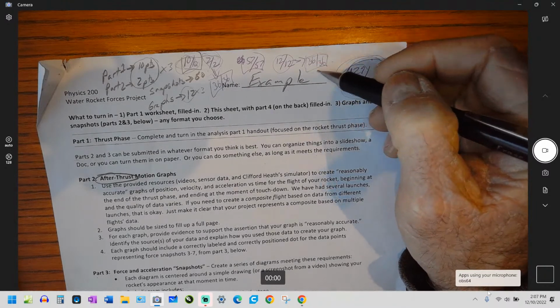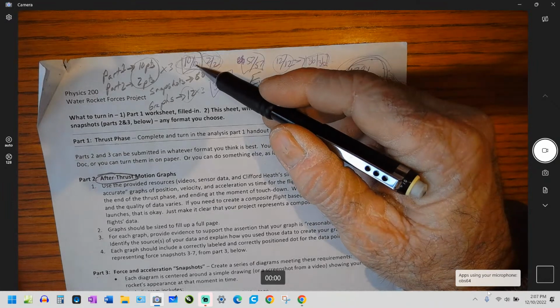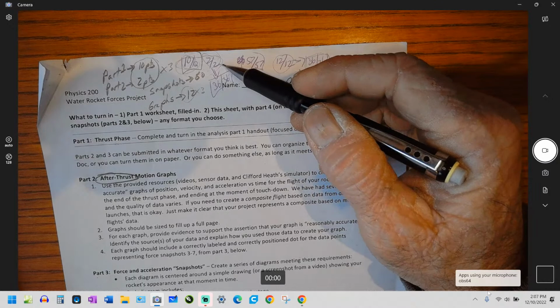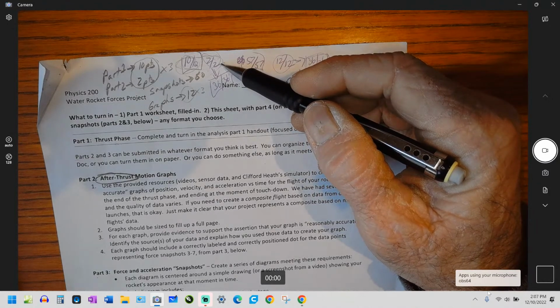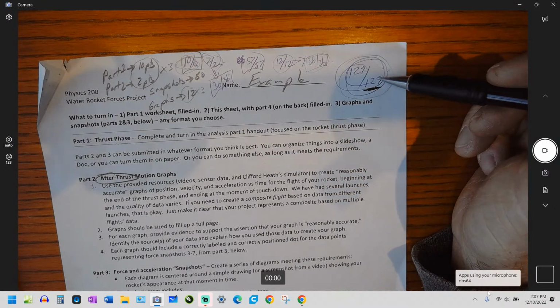So 36 points from the graphs, 36 points from the part one calculations and the drag coefficient calculations, and then 57 points for the snapshots should add up to 100.